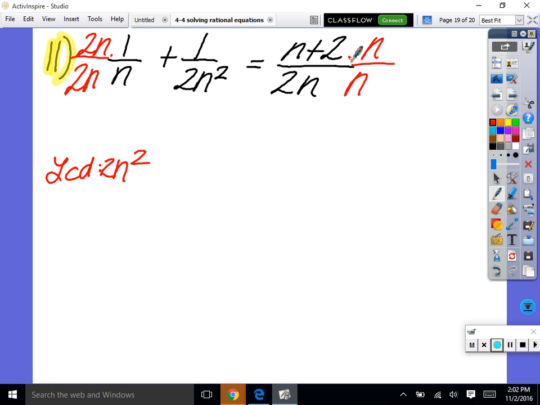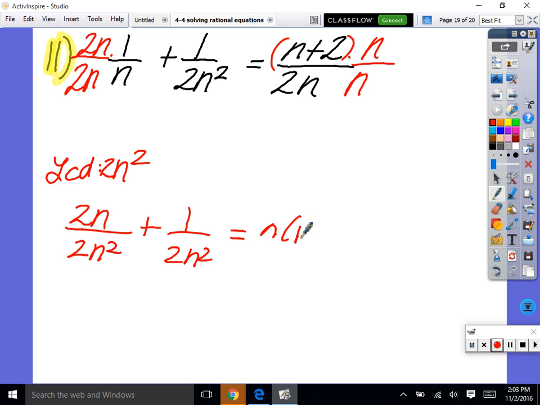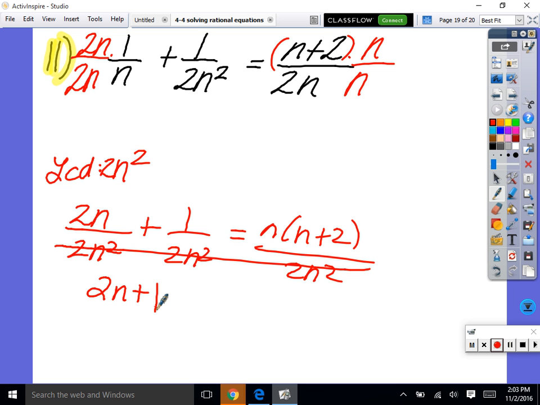Okay, so now if there's two terms, we need parentheses. So let's now look at our denominators. I'm going to rewrite this one. We have 2n over 2n squared plus 1 over 2n squared equals n times n plus 2 over 2n squared. Now our denominators are the exact same, so let's just focus on the top. So don't we just have 2n plus 1 equals n squared plus 2n.